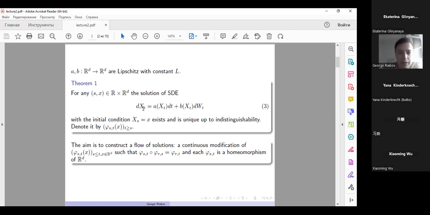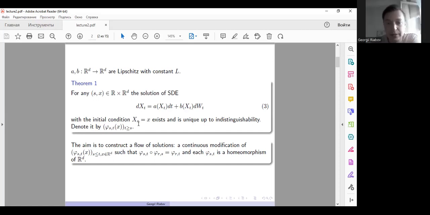Okay, so I will remind that we considered the stochastic differential equation of the form dX_t equals a(X_t) dt plus b(X_t) dW_t, where a and b are Lipschitz functions, and W is a Brownian motion. And we proved that for every initial condition that X at time s equals x, there is a unique solution up to indistinguishability.